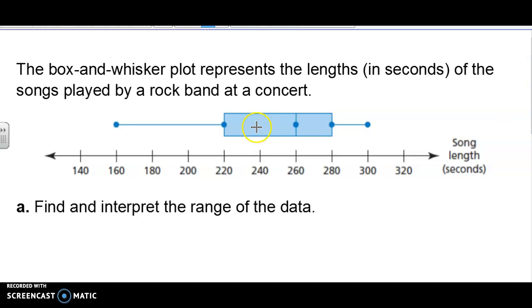So if you look at this one, it says it represents the lengths in seconds of the songs played by a rock band at a concert. All right, so it says find and interpret the range of the data. So if we look at it, the range is from 160 to 300. So 300 minus 160 would be 140.